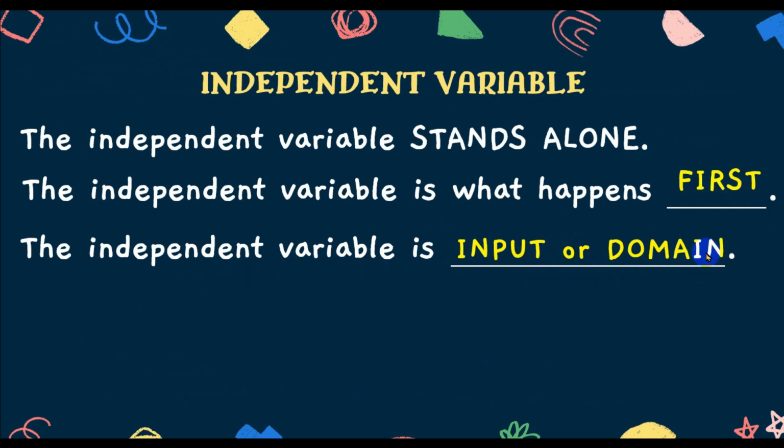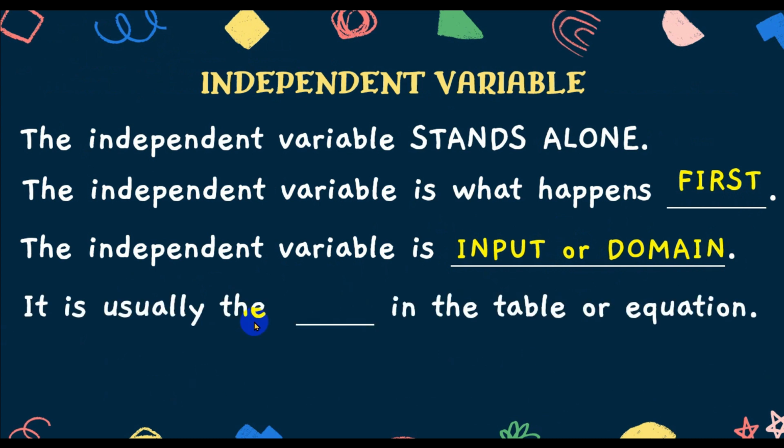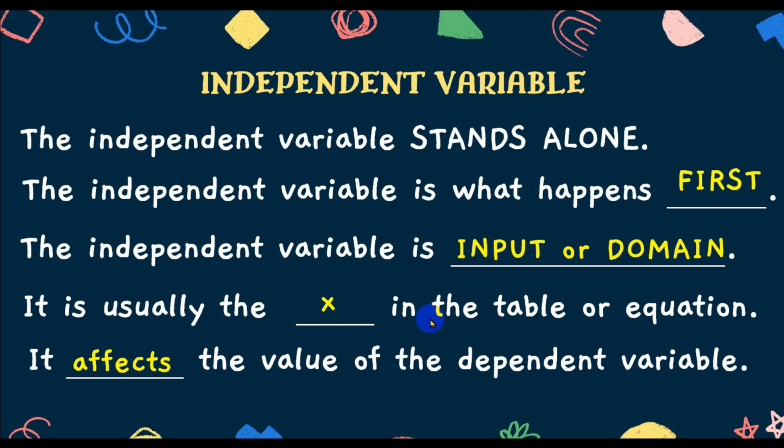So again, independent variable is the input or domain. And when we say domain in a relation, it is the set of all x values. So it usually is the x in the table or equation. So tandaan po, if we have the equation or the rule form of a relation, yung x po doon ay ang independent variable. Pag binago natin si x, automatically mababago si y. Kaya po siya yung independent variable. So another is that it affects the value of the dependent variable. Yun nga po, once nabaguhin natin yung value ng x, nababago na rin po yung value ng y.